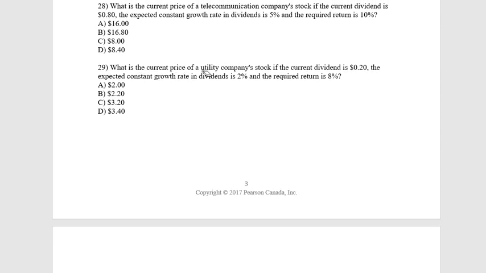Okay. Scrolling down here, though, I like this question, number 29. It says, what is the current price of a utilities company stock if the current dividend is 20 cents, the expected constant growth rate in dividends is 2%, and the required return is 8%? So we know P naught equals D1 over K minus G. K minus G is 8% minus 2%, so that's 6%. But we don't have our D1. We've got our current dividend of 20 cents, and it's going to grow at a constant rate of 2%. So we need to calculate our D1.